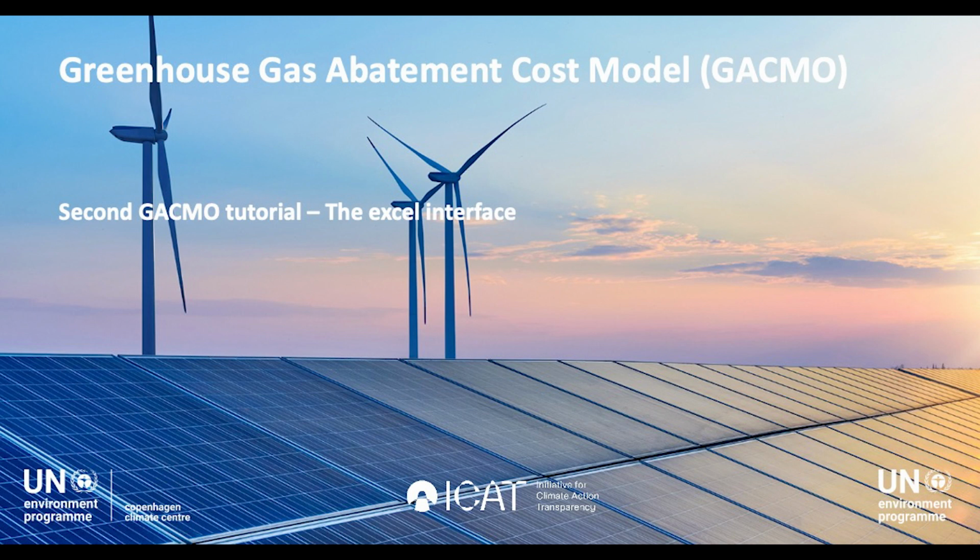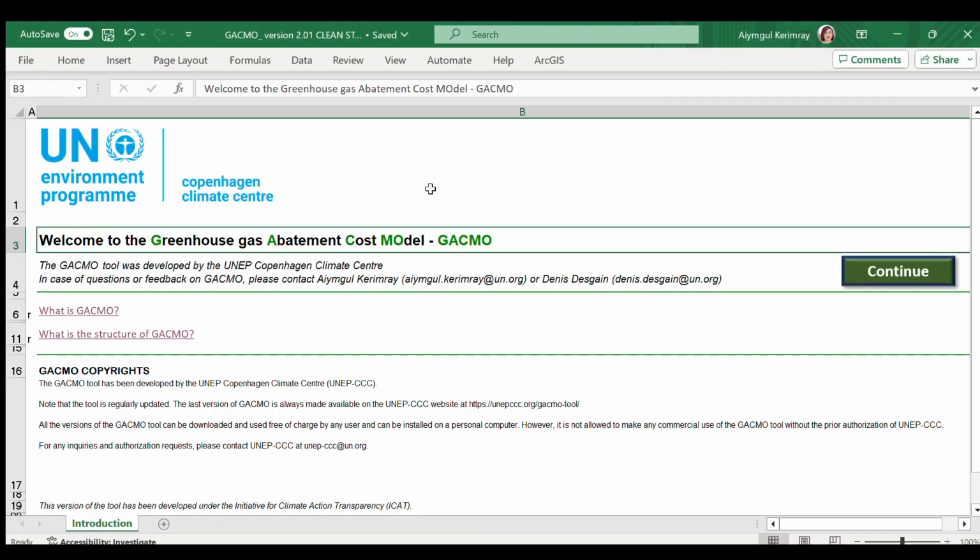Welcome to UNEP Copenhagen Climate Center's second video tutorial on the greenhouse gas abatement cost model, also known as the GASMO tool. This second tutorial focuses on the new GASMO interface in Excel. The development of this new version of GASMO has been supported by the Initiative for Climate Action Transparency, ICAT.